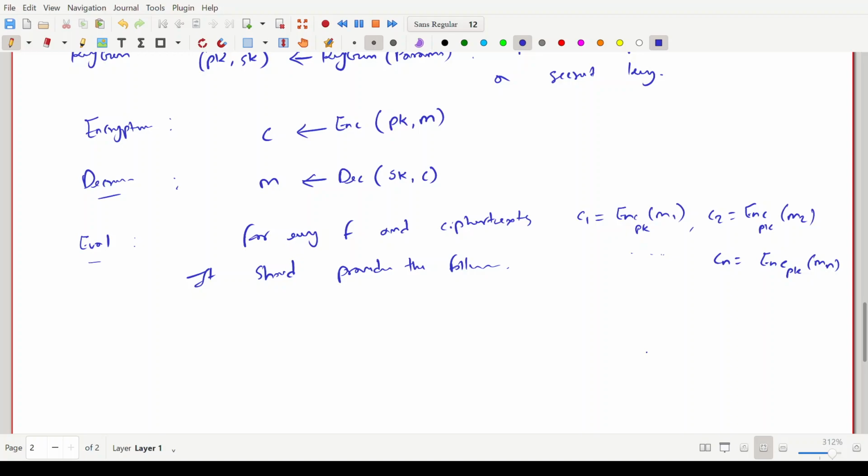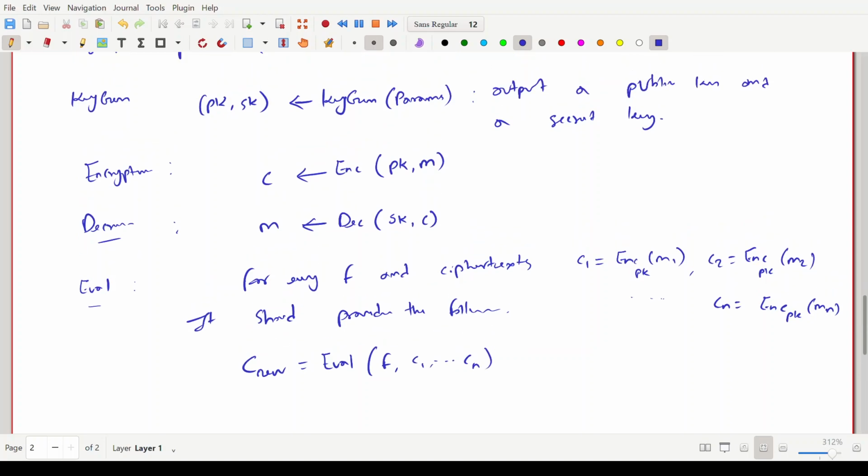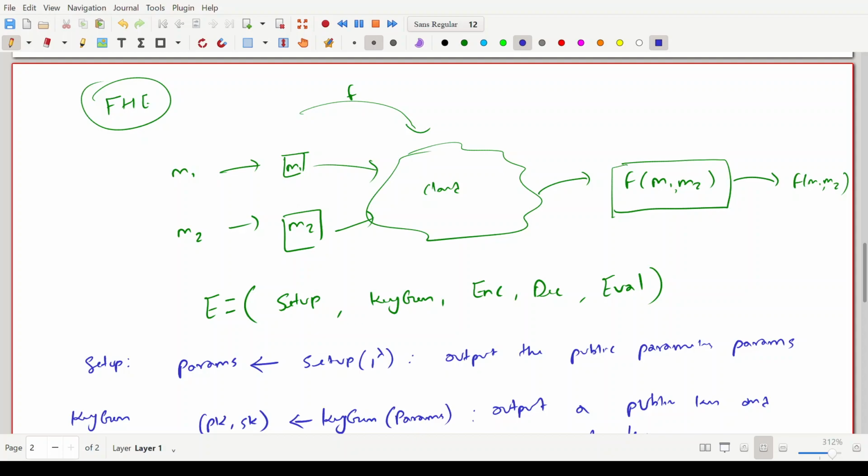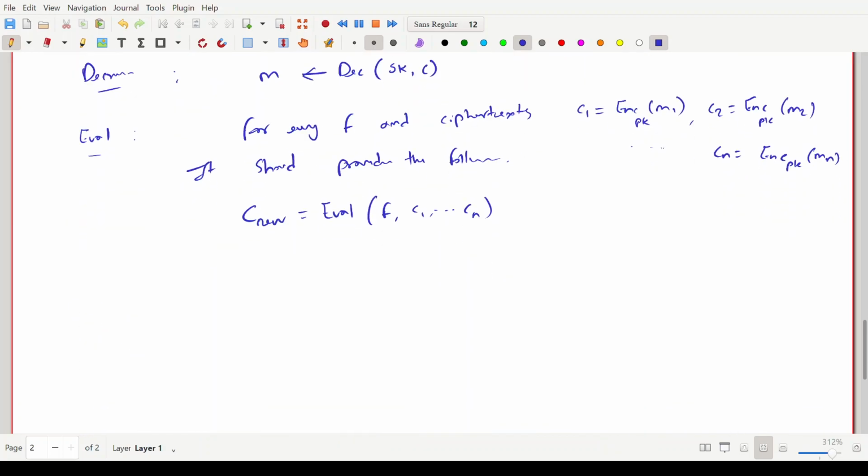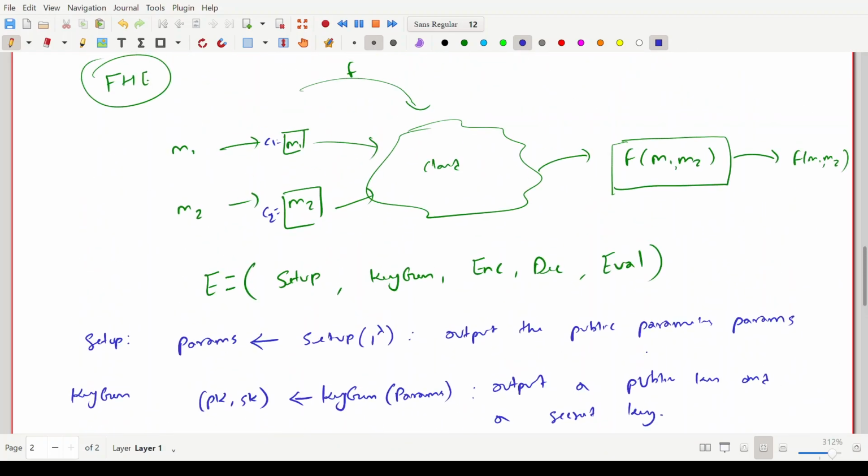The new ciphertext, c new, is equal to eval. The cloud is going to provide us this. I told you in the previous diagram what I am going to do: I give the encryption of the messages and my function to the cloud. What should the cloud give me? The cloud should give me this, my c new ciphertext.